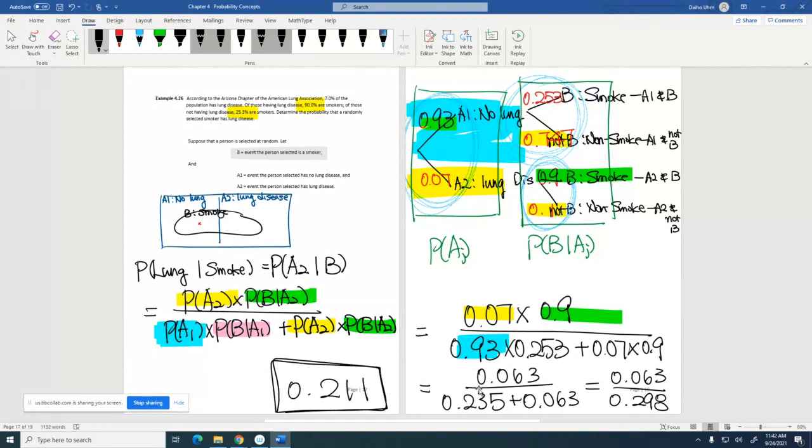Finally, what is the probability? When I'm smoking, the chance that I will have the lung disease is more than 21%. Okay. So always we need the probability A given B. We can apply the Bayes rule, right?